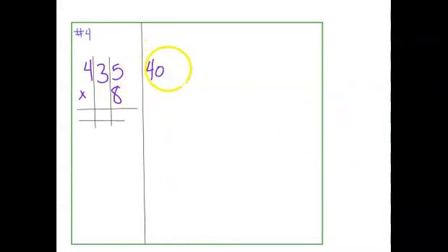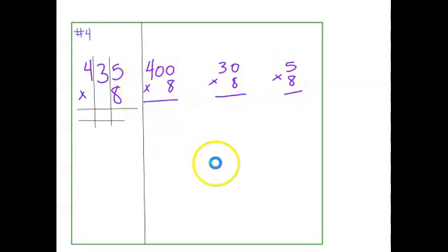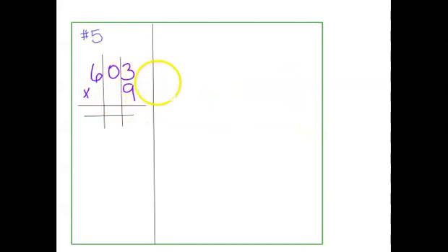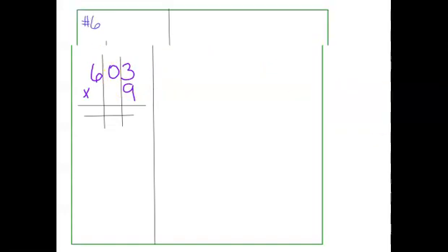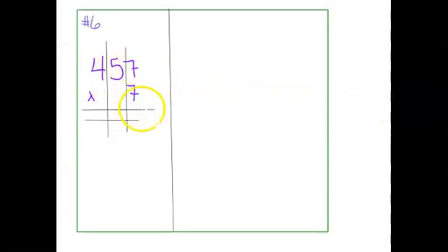435 times 8. 435 times 8. These things we're multiplying, and then we'll add their answers together. Problem number 5 is 603 times 9. I want you to see if you can set this one up by yourself and do it. And problem number 6, 457 times 7. So number 5 and 6 you set up and do by yourself. 3 and 4 I set them up with you. You go ahead and work those out. You got this.